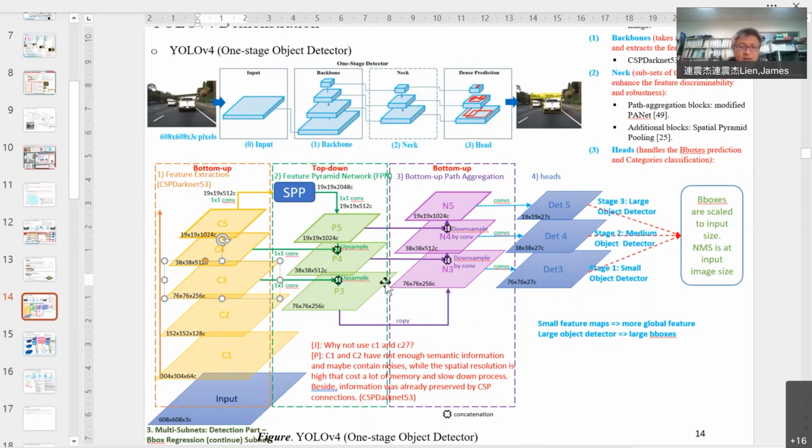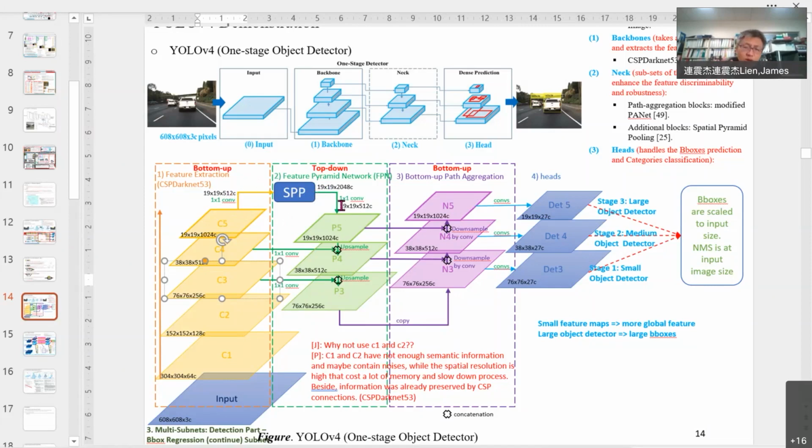Just copy, okay, without any process. So here, P3 equals N3. Okay, so we have downsampling, upsampling, and downsampling. And we will also talk about SPP. What's SPP? SPP means, from here, the original shortcut.